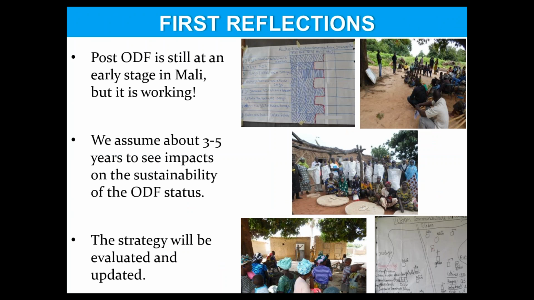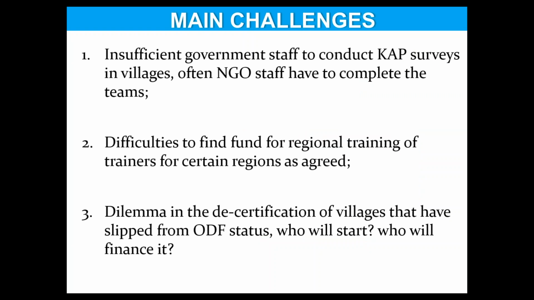And now we have some reflections since the implementation of this post-ODF strategy. We have recognized that we are at an early stage, but it's working. We need about 3 to 5 years to see its real impact on the sustainability of the ODF status. And we also plan to evaluate and update the strategy so that it remains relevant to the context.